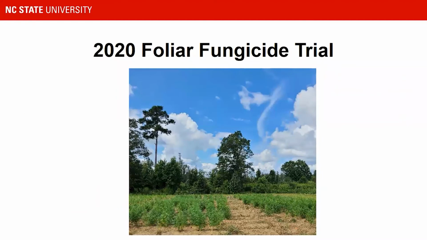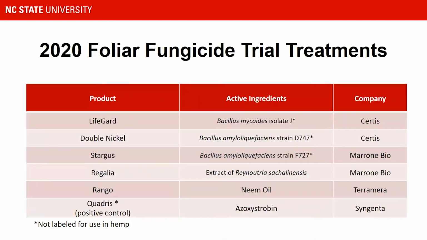So this year we have a foliar fungicide trial that's out at Central Crops Research Station in Clayton. This is just a picture of that trial. Most of our plants are just now at flowering, so we've started our fungicide program and are scouting now for foliar disease. Here's some of the products that we're using. We're looking at a lot of those products that have some labels. We're looking at Lifeguard, Double Nickel, Stargus, Regalia.